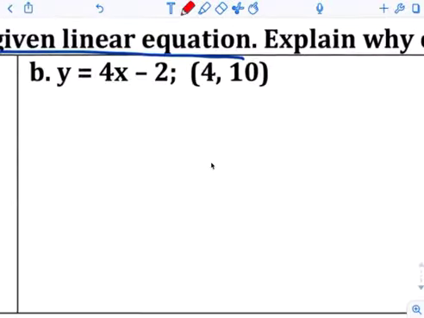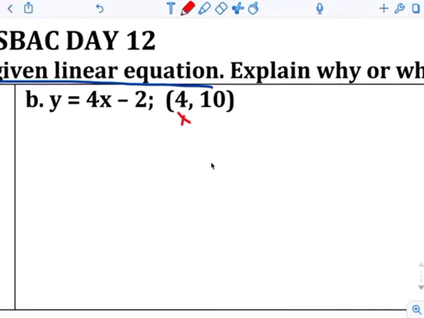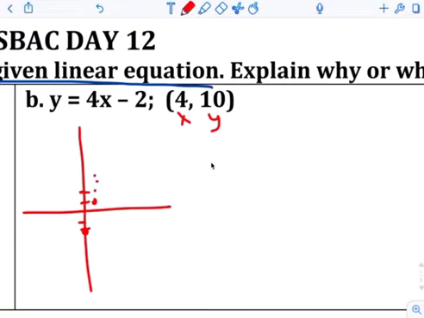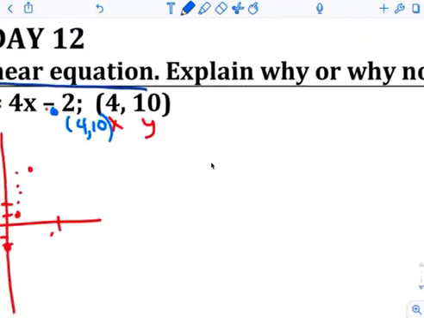Okay, so we want to see if 4 and 10 is on this line. So if you have a line like that, start out at -2, you go up 4, 1, 2, 3, 4 over 1, which is 4 and 10. 4 and 10 way up here is on that line. Looks like it may. Let's find out without graphing.